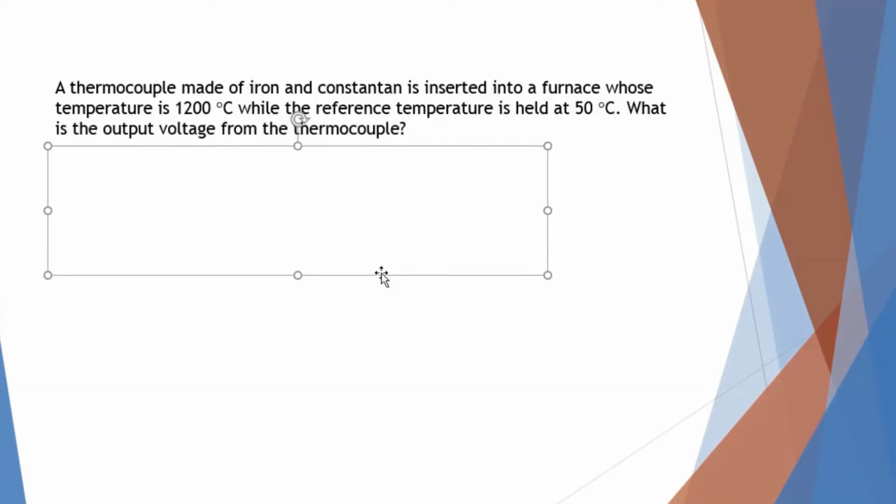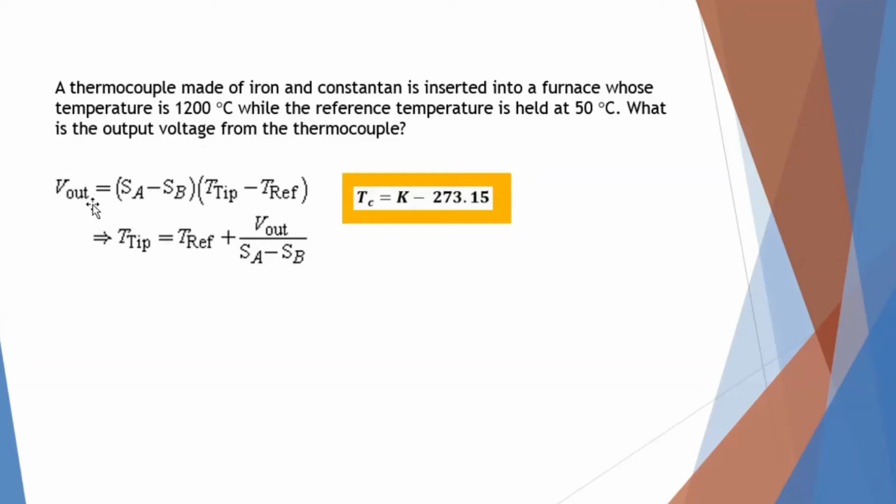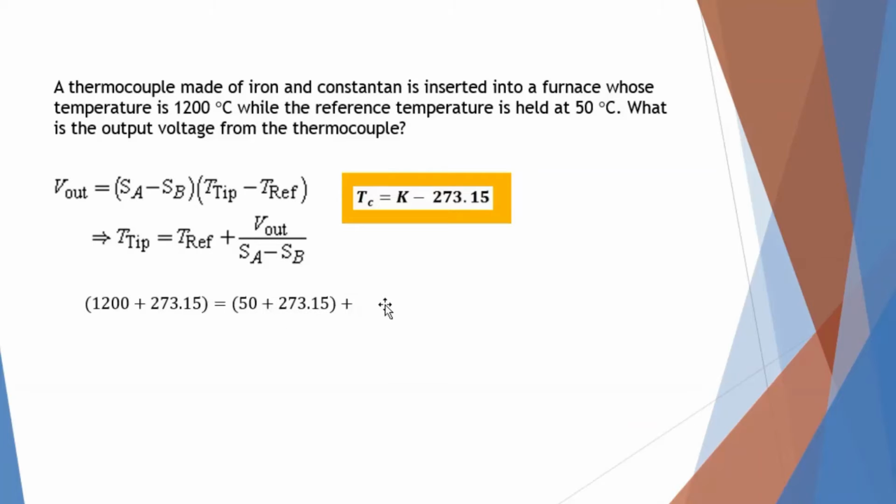Okay. So if you look at the formula, V out is equivalent to S_A minus S_B multiplied with the difference in the temperature. Remember that this is the equation to convert from Celsius to Kelvin. So T tip is the measured temperature, which is the 1200 degrees Celsius. So you convert to Kelvin. Okay. And then it's equivalent to the T ref, 50 degrees Celsius, convert to Kelvin as well. And then plus V out over S_A minus S_B. The S_A is iron, and then the S_B is the constantan.